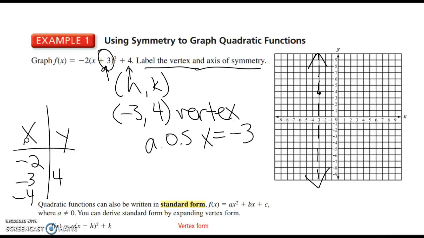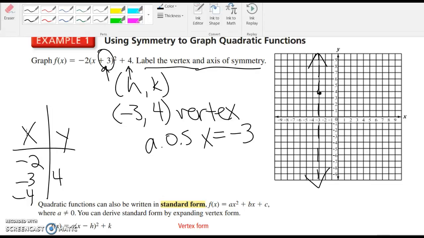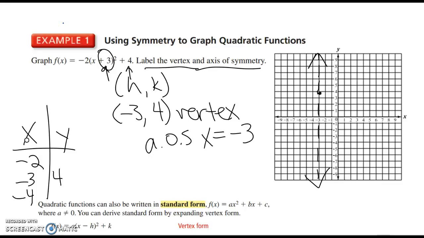To finish this graph, I'm going to look at my vertex, (-3, 4), and pick one point to the left, which would be -4 for the x, and one point to the right, which would be -2, and I'm going to try to solve for those points. If I plug -2 in for my x value, I'm going to get 2. And if I plug in -4, I'll also get 2. So if I plot these on my graph, now I can connect my curve, and I've just graphed f(x).